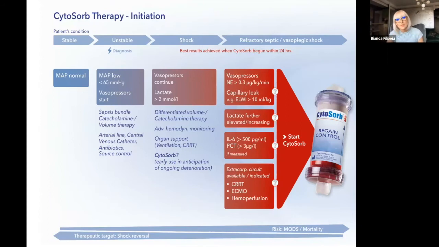Or if you're not able to measure IL-6, there is no tragedy, because we can consider procalcitonin. So when you have a procalcitonin above 3, you can think to start Cytosorb treatment as soon as possible. And of course, you have to be able to initiate the session of Cytosorb together with a CRRT, ECMO, or hemoperfusion platform.